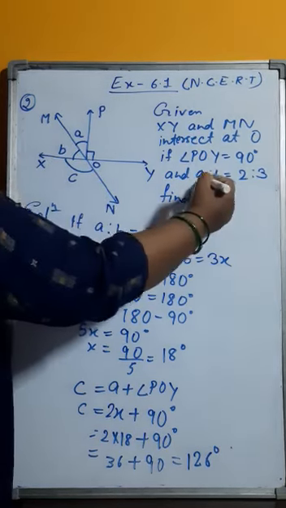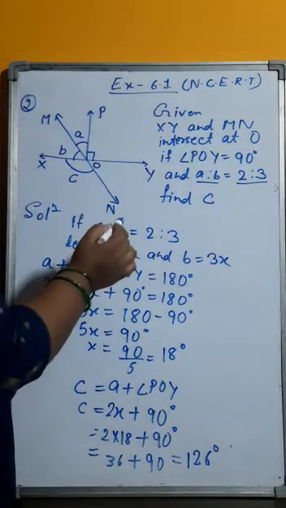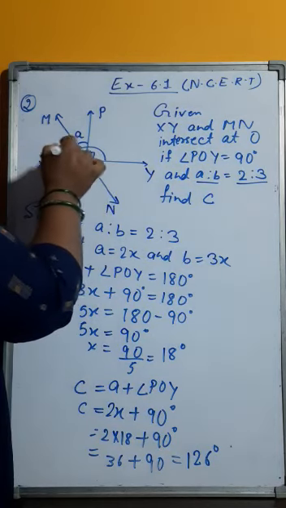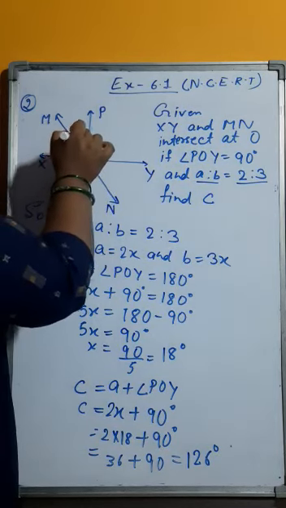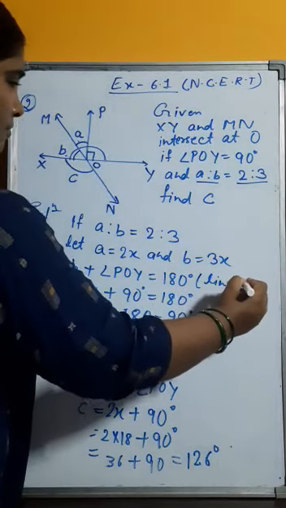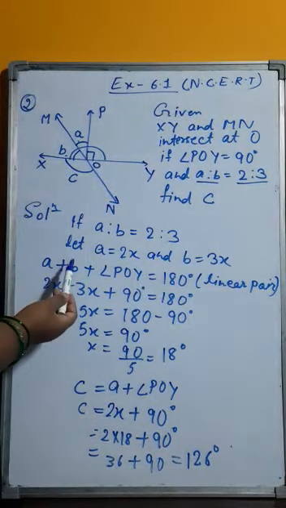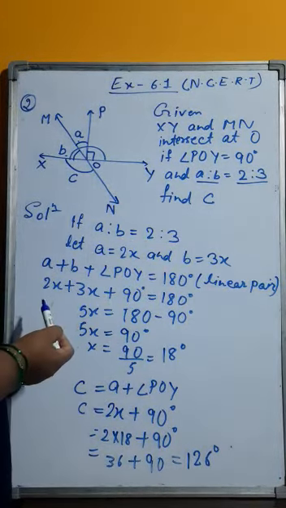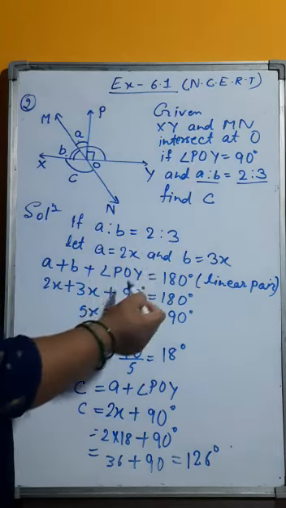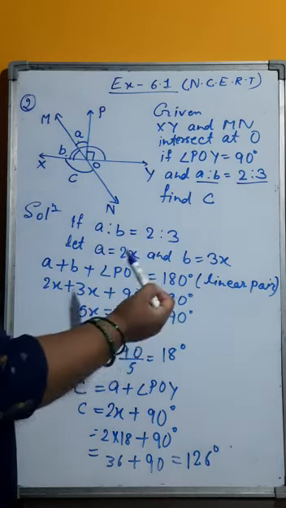Now see, we have been given the ratio a is to b as 2 is to 3. So we can assume a as 2x and b as 3x. You see, these three angles b, a and POY make a linear pair of angles. So we can write angle a plus b plus POY is equal to 180 degrees. So a we have assumed 2x, b is 3x and POY is 90 degrees. So 2x plus 3x is 5x, plus 90 is equal to 180.